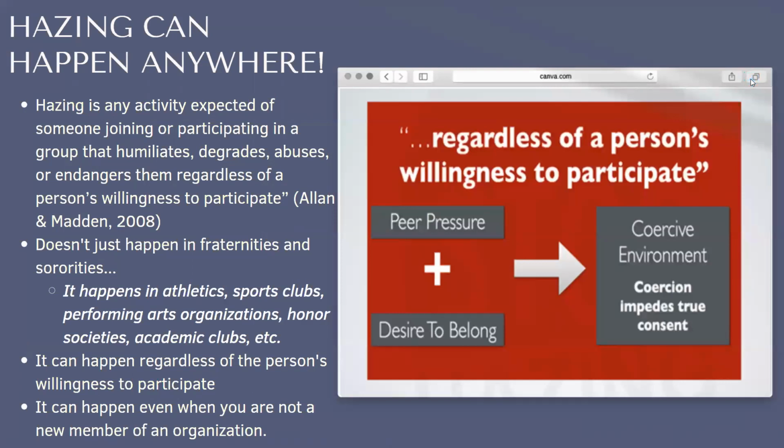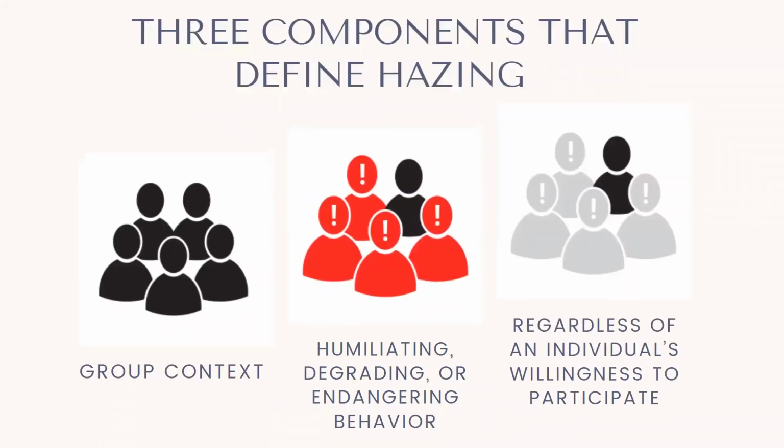Hazing can happen anywhere. Hazing is any activity expected of someone joining or participating in a group that humiliates, degrades, abuses, or endangers them regardless of a person's willingness to participate. This doesn't just happen in fraternities and sororities. It happens in athletics, sports clubs, performing arts organizations, honor societies, academic clubs, etc. It can happen regardless of the person's willingness to participate, and it can happen whether you are in the organization or not. So there are 3 components that define hazing: it would be in a group, humiliating, degrading, or endangering behavior of someone, and regardless of the individual's willingness to participate.